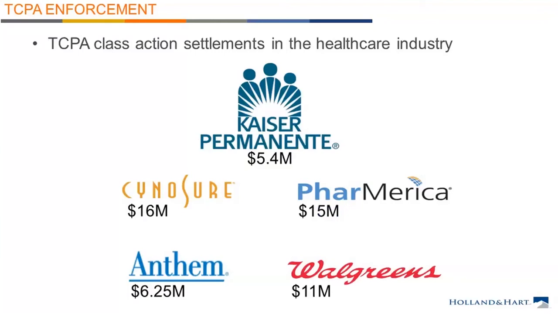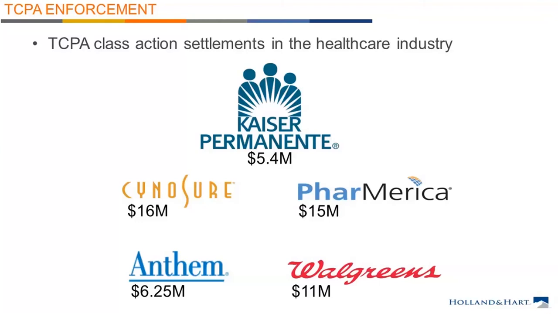You'll see a few names up there. One, Kaiser Permanente, was a $5.4 million settlement. That involved pre-recorded messages to Kaiser's former customers who had canceled their health insurance coverage, and they subsequently received calls that encouraged them to then reapply for coverage. There was a lawsuit brought there and a settlement reached.